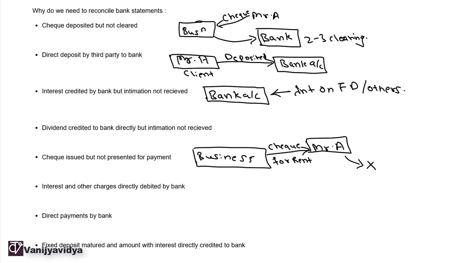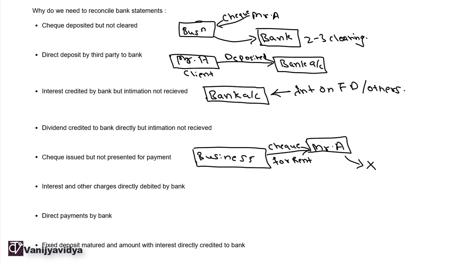Fixed deposit matured and amount with the interest credited to the bank. Say there is some FD which has matured and the amount is directly credited by the bank. It will appear in your bank statement but it won't appear in the books of accounts.